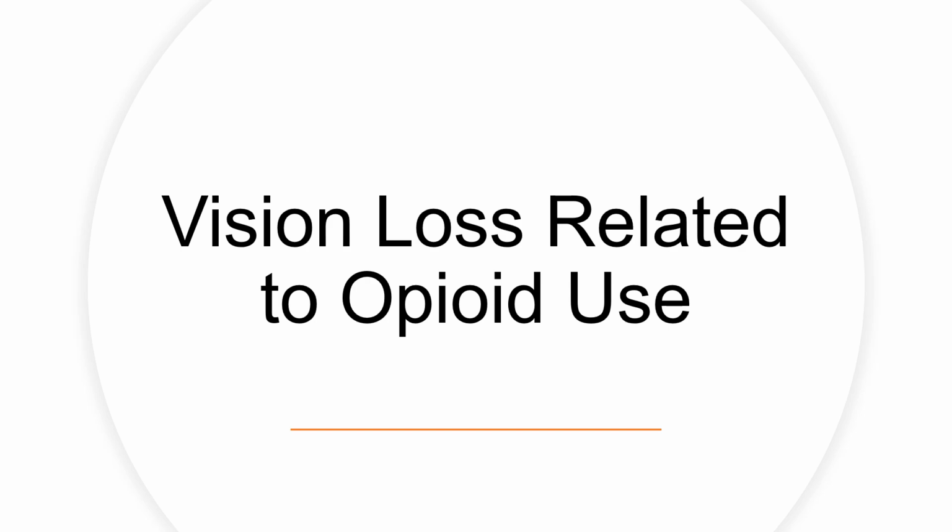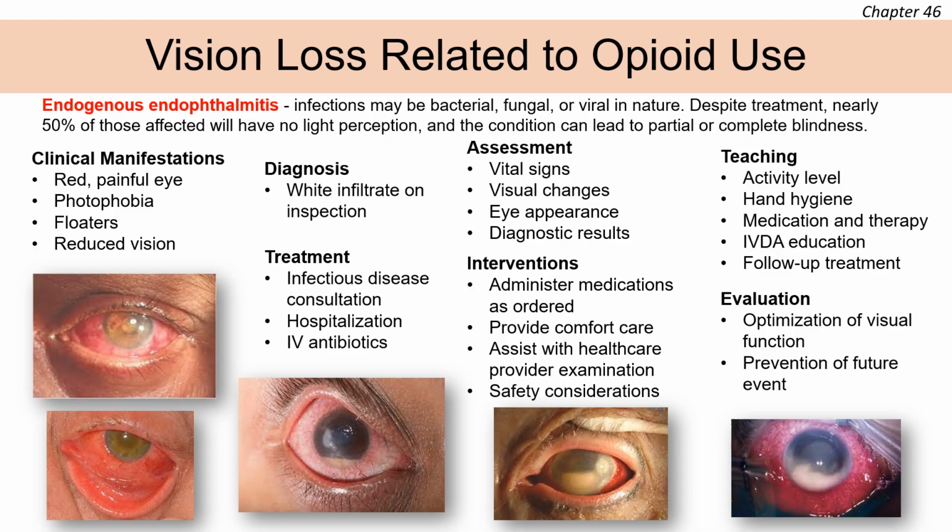Next is vision loss related to opioid use. So how does this happen? The word for this is endogenous endophthalmitis. So endogenous means it's coming from inside of the body. So this infection can be bacterial, fungal, or viral.